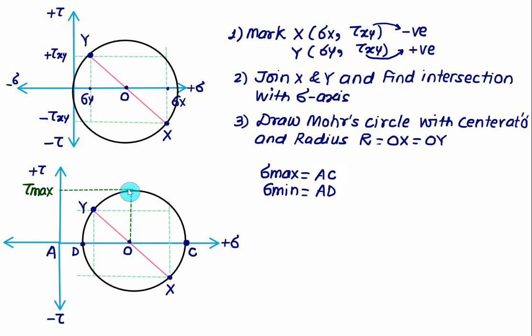So let's call this point E. In that case we have tau max equal to the distance OE, which is the radius R. One value of the shear stress will be negative, so this one is minus tau max, but since we are taking the square of the shear stress, it doesn't matter whether the value of tau max is plus or minus.